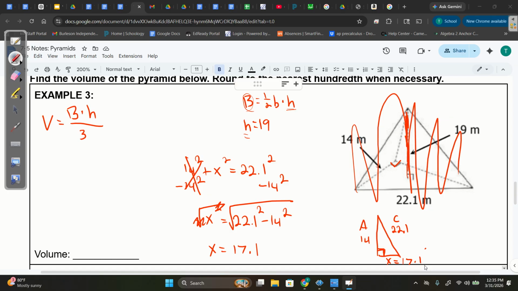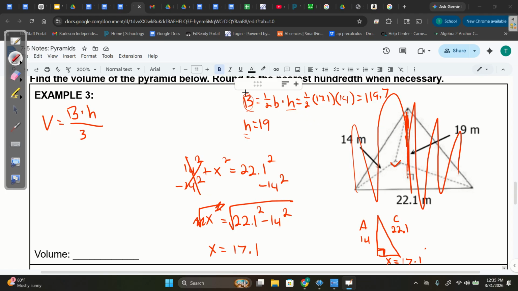With that, now I have everything I need to find out the area of my base. I'm going to do 1/2. The base of my 2D shape is 17.1. The height of my 2D shape is 14, which gives me 119.7 for the area of my base.